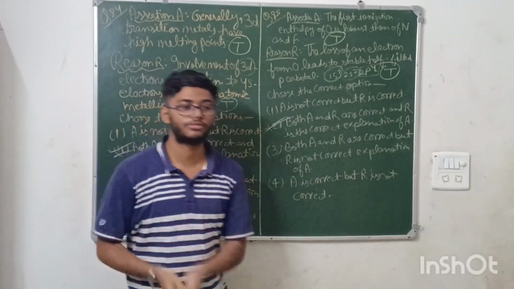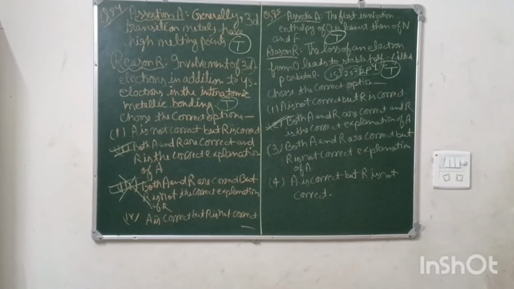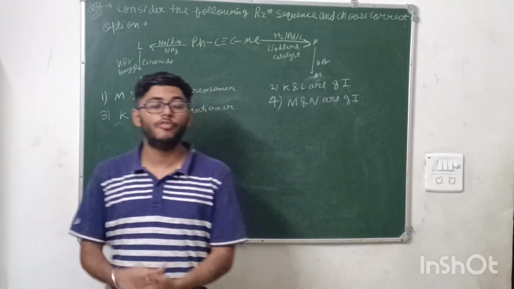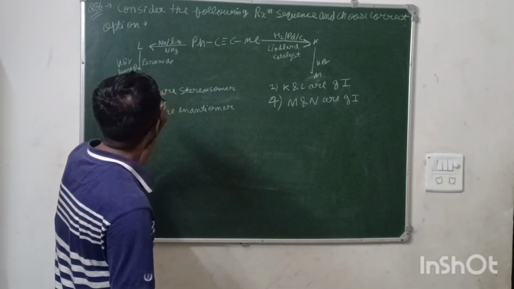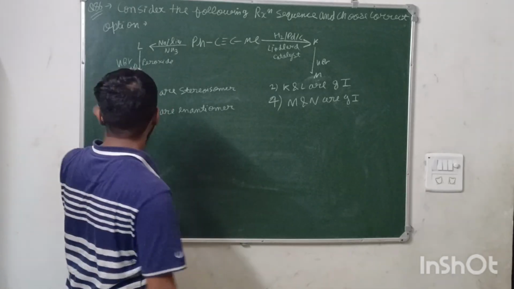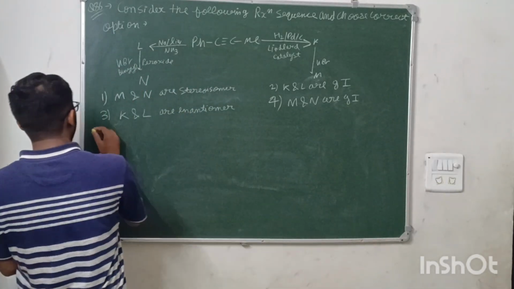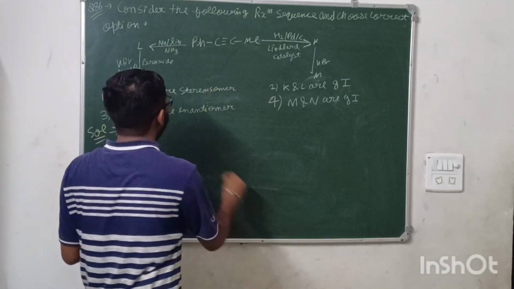Now moving on to the next question, question number 86. It is saying consider the following reaction sequence. Choose the correct option. You have been given a reaction sequence and you have to choose the correct option from 1, 2, 3 and 4. First of all, let us see the reaction.